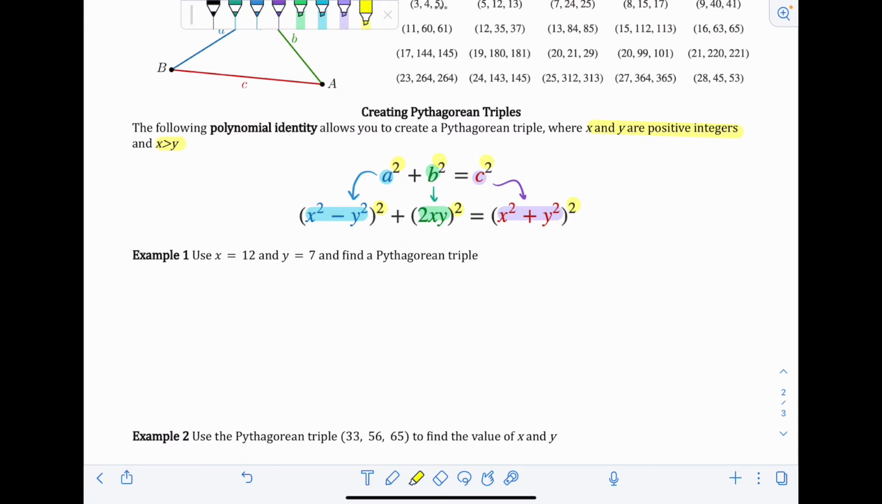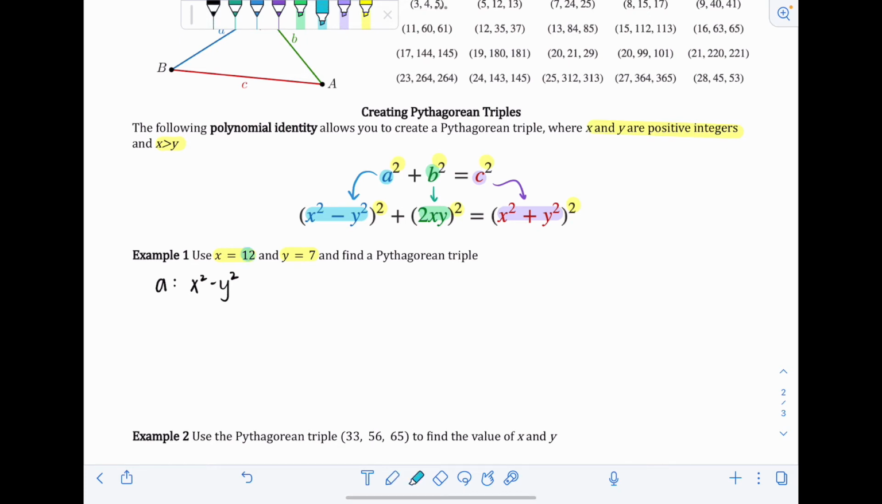So example 1, it says use x equals 12 and y equals 7 and find a Pythagorean triple. So like I said, we don't have to use the full thing. We're going to use each part individually. So if we want to find a, it says that a is going to be x squared minus y squared. So that's what we'll use, x squared minus y squared. And this example is x equals 12, y equals 7, but it could be any two positive numbers as long as x is larger than y. So it could be like 10 and 9 or like 20 and 15, anything you want.